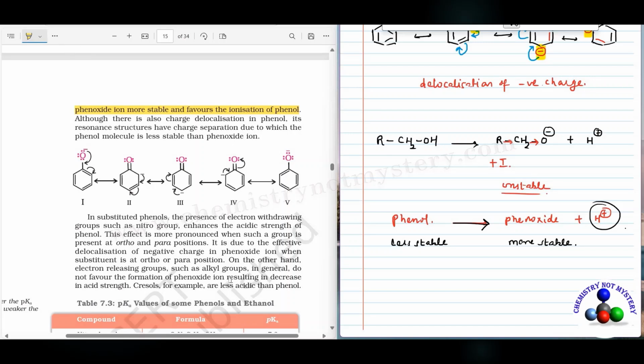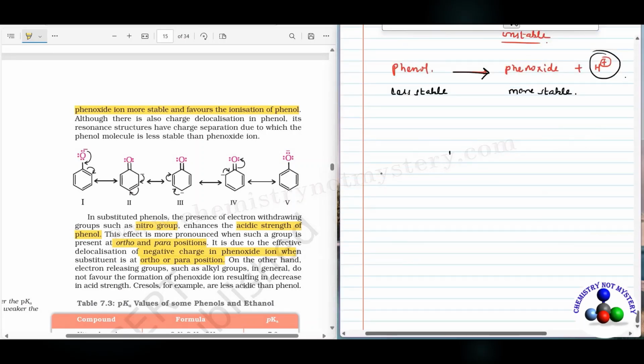Now let's read from the book. In substituted phenol, the presence of an electron withdrawing group such as nitro group enhances the acidic strength of phenol. This effect is more pronounced when such groups are present at ortho or para position. This is due to the effective delocalization of negative charge in phenoxide ion when the substituent is at ortho or para position. On the other hand, electron releasing groups such as alkyl group in general do not favor the formation of phenoxide ion, resulting in a decrease in acid strength. Cresol, for example, is less acidic than phenol.